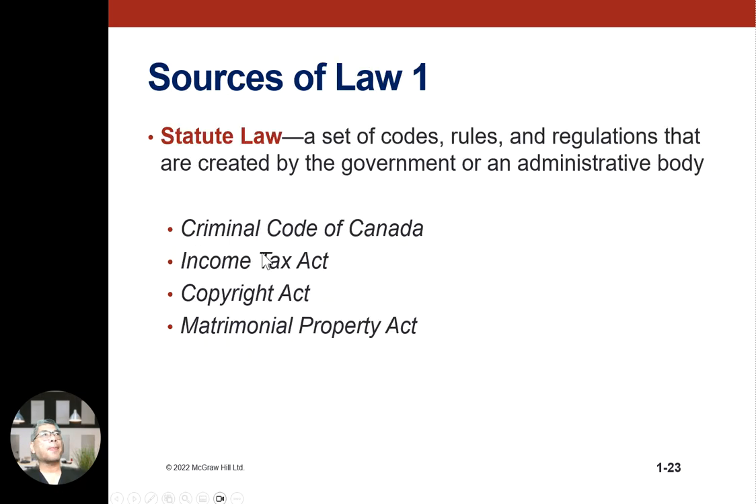Okay. Sources of law will be statute law, such as a set of codes, rules, and regulations that are created by the government or an administrative body, such as the Criminal Code of Canada, Income Tax Act, Copyright Act, and Matrimonial Property Act. This is for people that are married or divorced. The Copyright Act, for example, is for the trademark. The Income Tax Act is for your income tax. Criminal law is for any criminal activities.